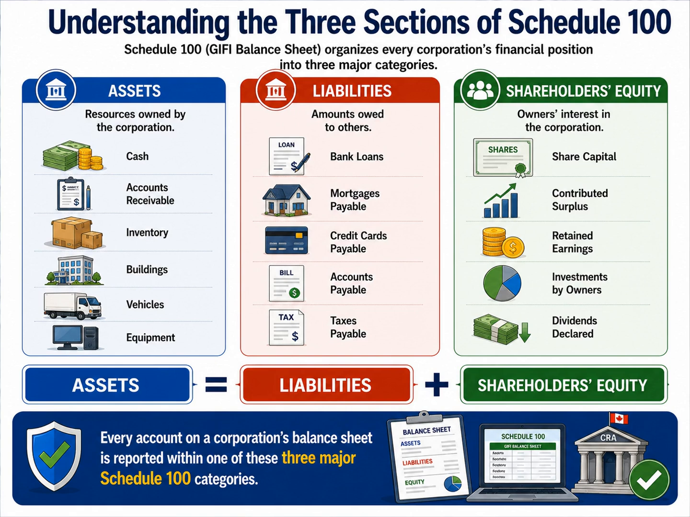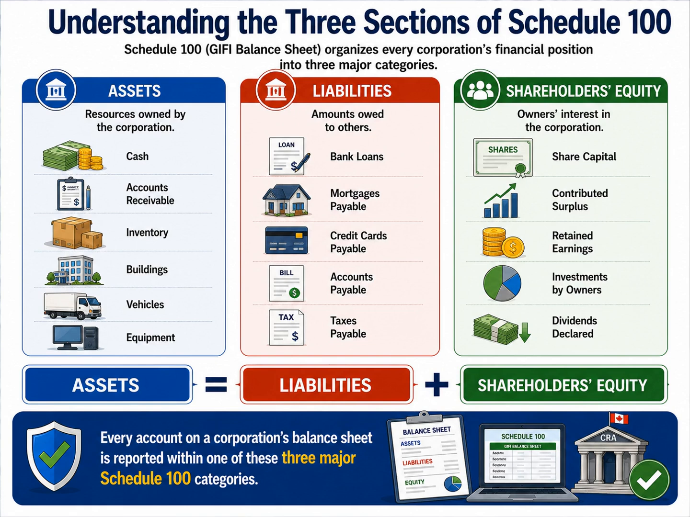Assets are the economic resources owned or controlled by the corporation that are expected to provide future benefits. Common examples include cash, accounts receivable, inventory, buildings, vehicles, equipment, and other business property. These are the resources the corporation uses to operate and generate income.